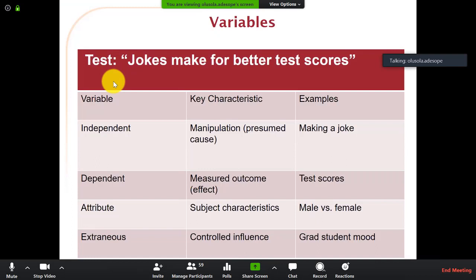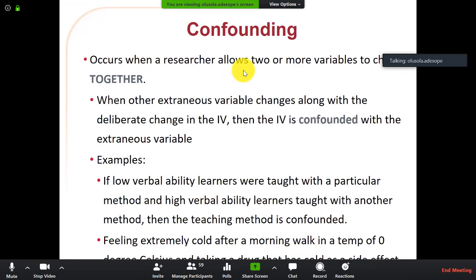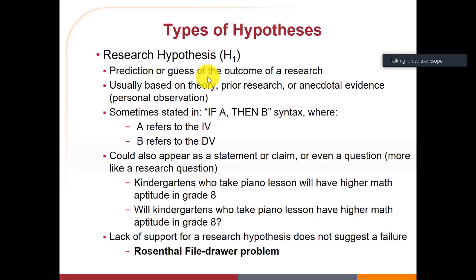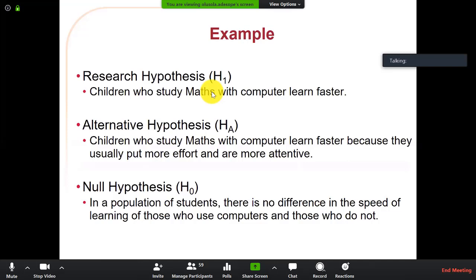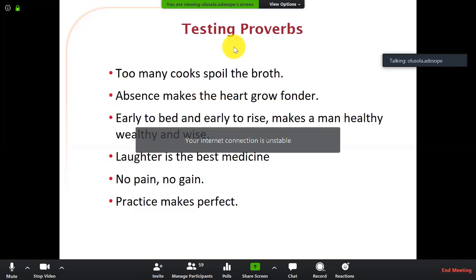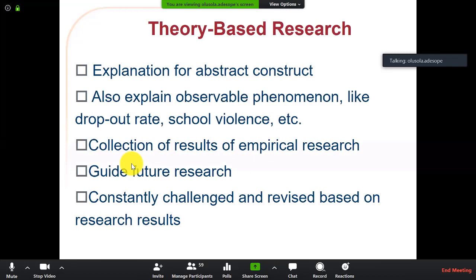Confounding occurs when a researcher allows two or more variables to chain together. Be very careful of that. When you are measuring something, measure just that one thing and control for other things, because the moment you let two variables chain together, they can potentially confound your findings. Take someone who laughs every hour or so and compare their health indicators with someone who is always frowning. Then there's one thing that I would like to leave you with before I leave.